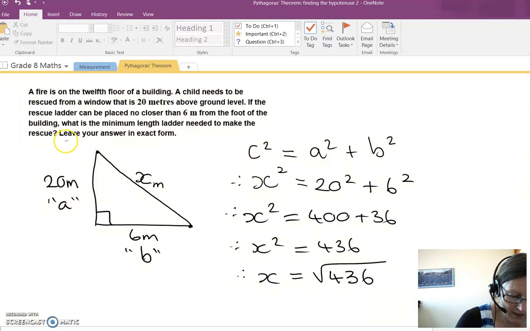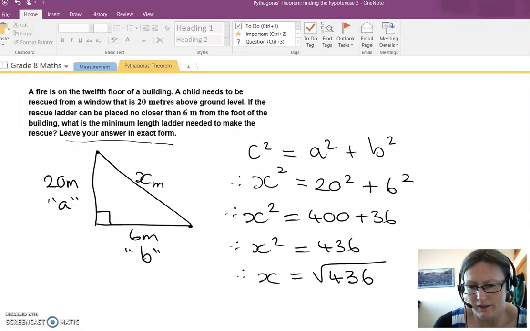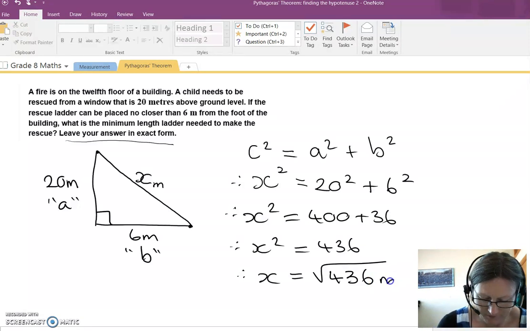It says leave your answer in exact form. So that is in exact form. As soon as we press the square root button, it'll give us a decimal answer that only stops because our calculator screen stops. So that's making some sort of approximation and rounding off because the screen stops. So this is the exact answer. If it didn't say it wanted the exact answer, you'd put square root of 436 into your calculator.